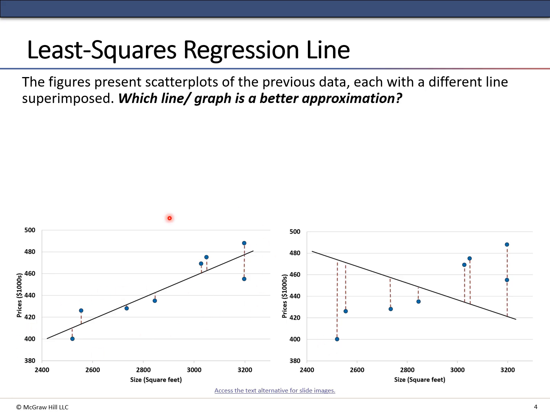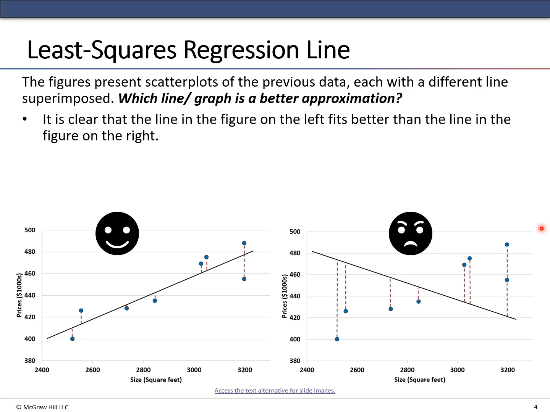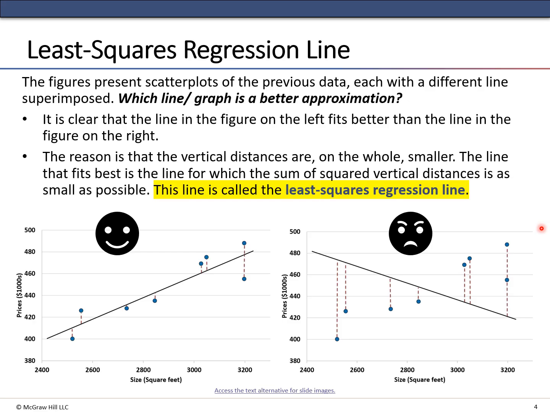The way you figure out which line is better is that it's a line that is close to most of the points, so the distance away from the points is pretty small. So the figure on the left is a better approximation. And again, the reason is that the vertical distances, the distance each point is from the line we've drawn, is less on the left than it is on the right. This line is called the least squares regression line.